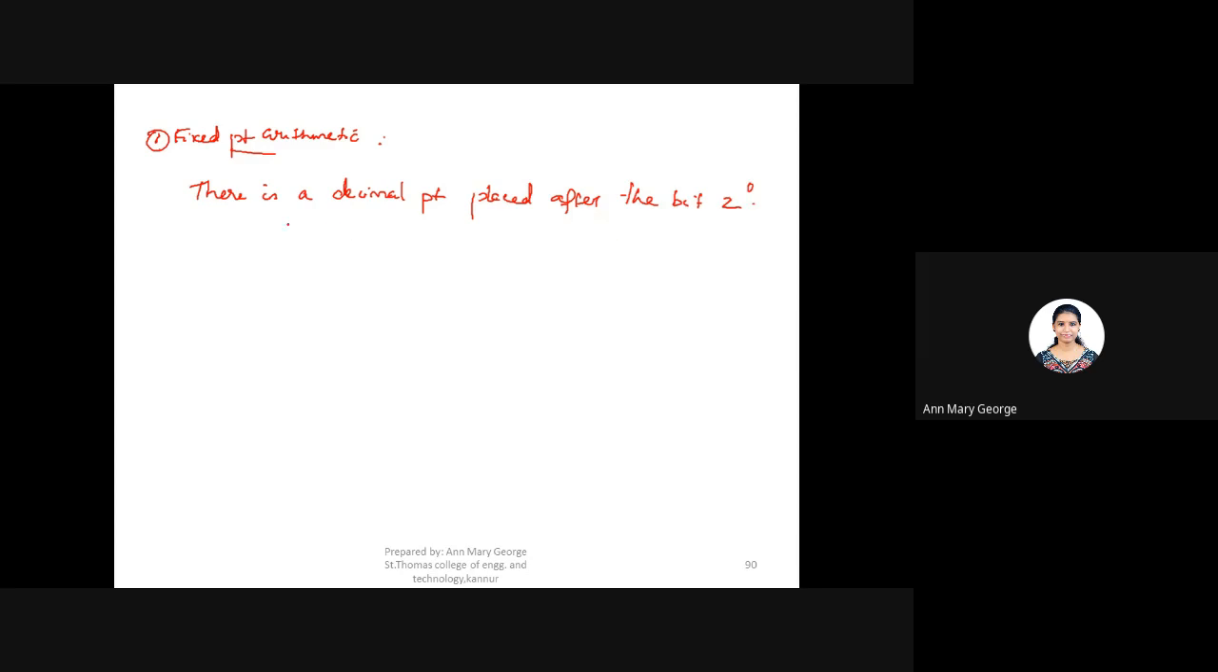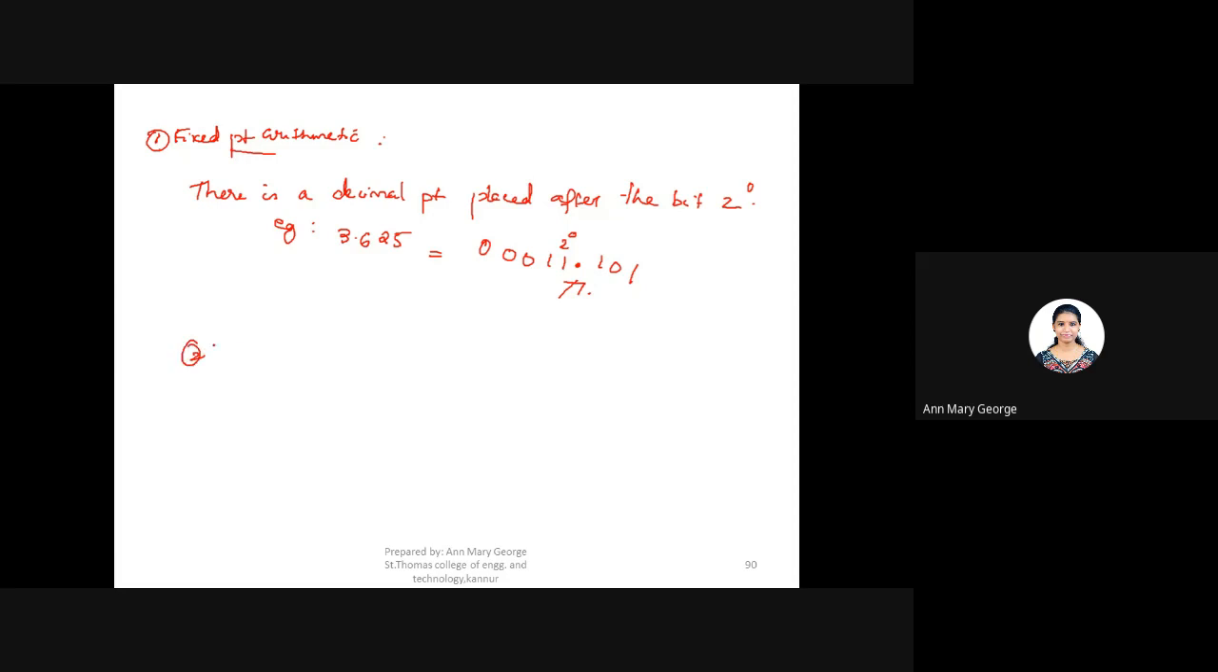Okay, that is, for example, if you are considering 3.625, ഇതിനെ കൺവേർട്ട് ചെയ്ത് എങ്ങനെ എഴുതാം? 0.101. ഓക്കെ, ദിസ് ഈസ് ദി ഡെസിമൽ പോയിന്റ്, അതായത് ഇതാണ് 2 raised to 0. You have to place the point after the bit 2 raised to 0. Okay, this is known as fixed point arithmetic.